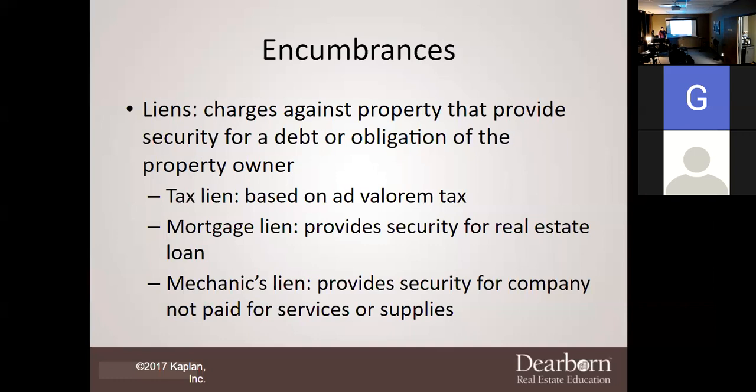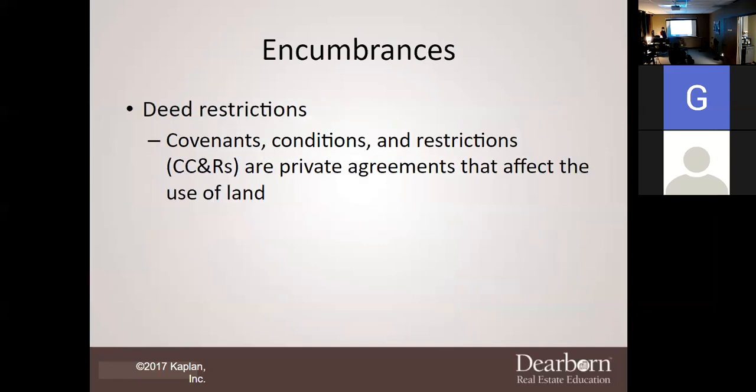These three are not protected by homestead. If you don't pay these, your home can be taken. That's right, you want to pay it.